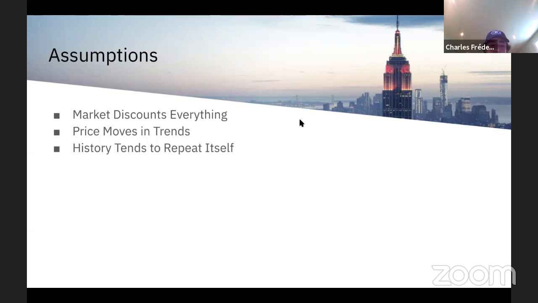And then finally, they assume that history tends to repeat itself, because the repetitive nature of price movements is based on market psychology. When you look at volume and price movements, it's all based on the psychology of what investors think. So Philip, you want to go on the next slide?